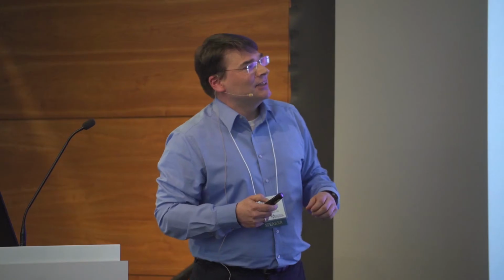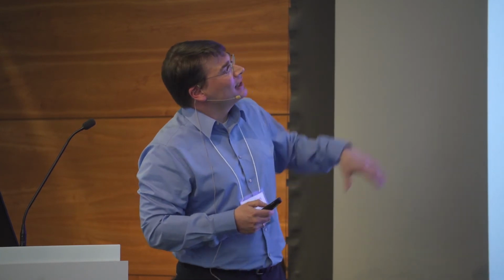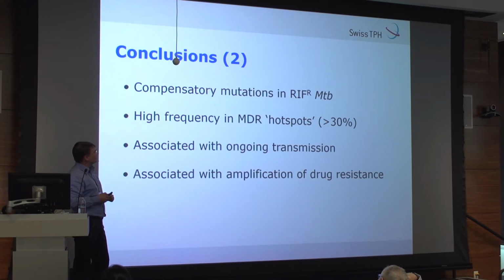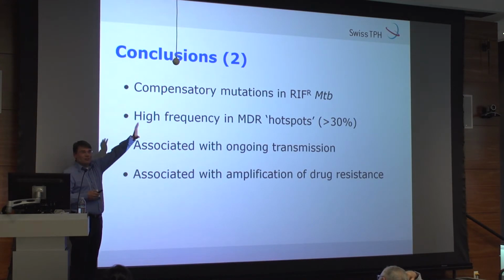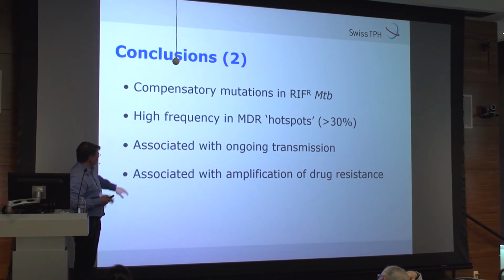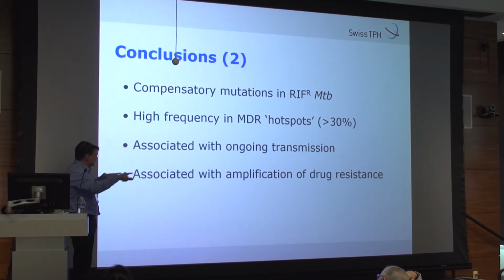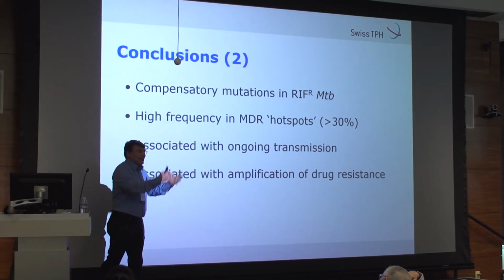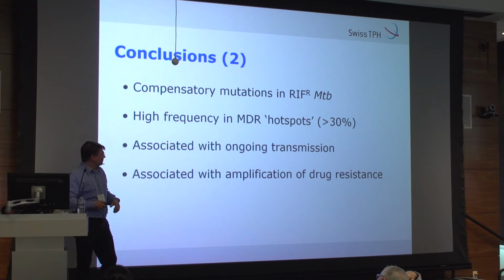And so with this, I would like to end by summarizing the second part. So there are compensatory mutations in rifampicin resistance, which are overrepresented in MDR hotspots. These are the dark brown areas of the world. But essentially everywhere where there's a lot of MDR, you see these compensatory mutations. They're associated with ongoing transmission, associated with so-called amplification of drug resistance, so they help additional resistance to come up.